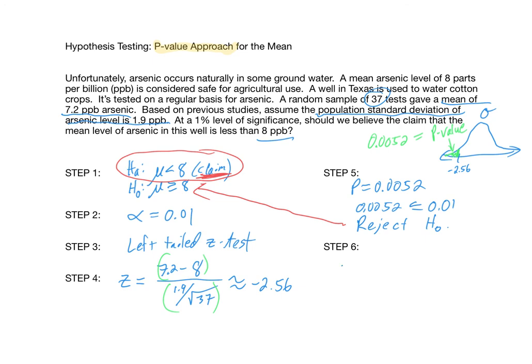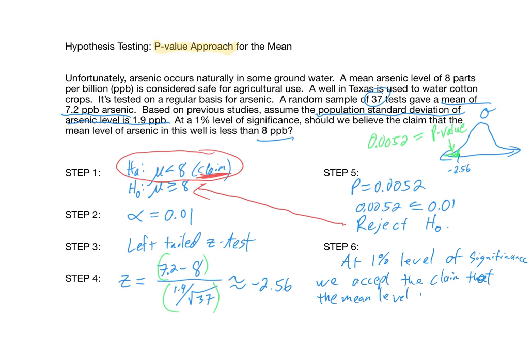So let's write that out. At the 1% level of significance, we accept the claim that the mean level of arsenic is less than 8 parts per billion, which is exactly the same result we got when we did this computation using the critical region approach.